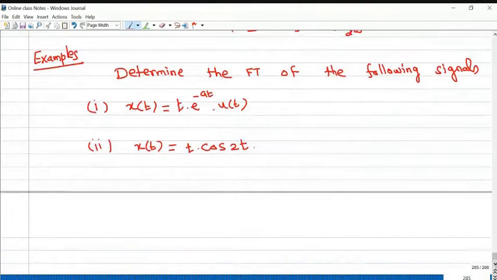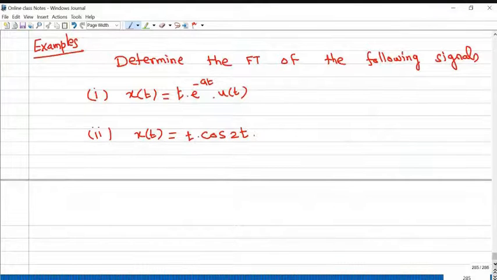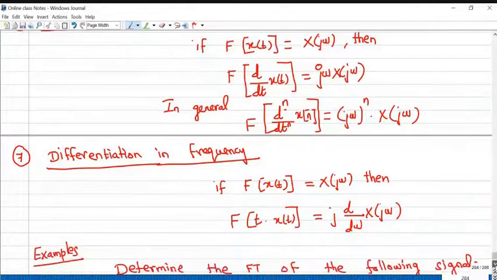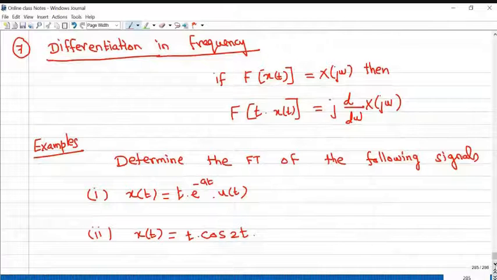Now, two problems. Determine the Fourier transform of the following signal using properties of Fourier transform. First problem, x of t equal to t dot e power minus at into u of t. So how to solve it? x of t has Fourier transform X of j omega, then t dot x of t has the result j times d by d omega of X of j omega. Differentiation in frequency domain property. So based on this property, solve this problem.